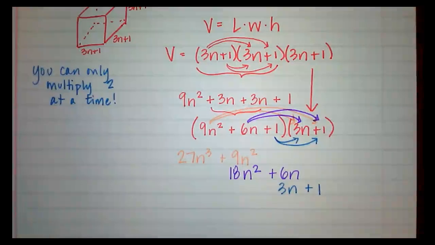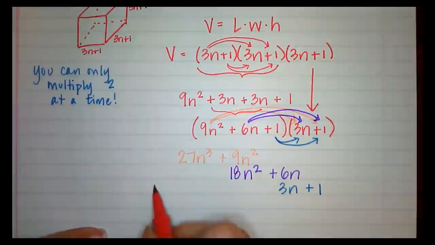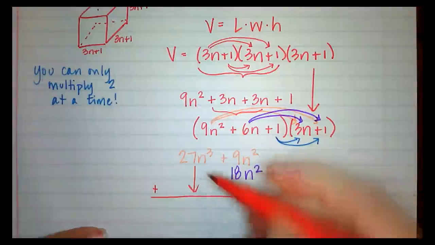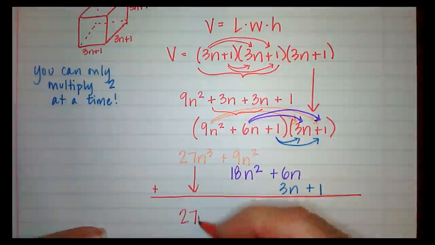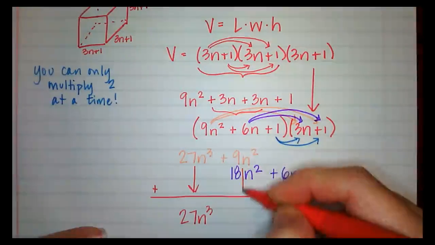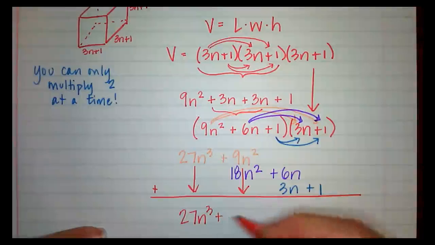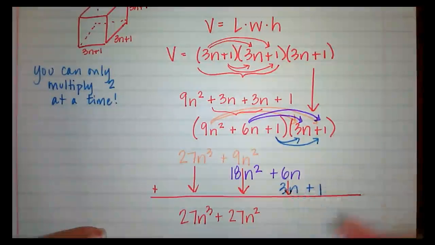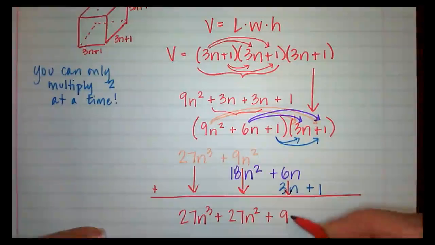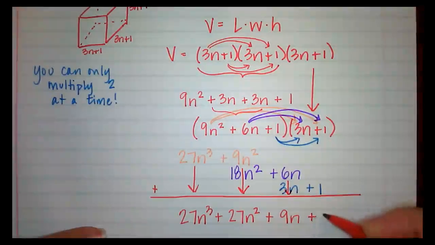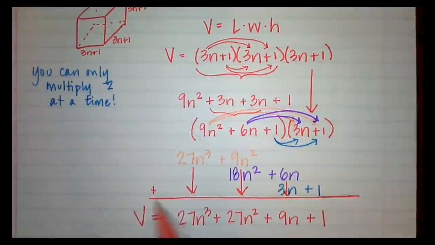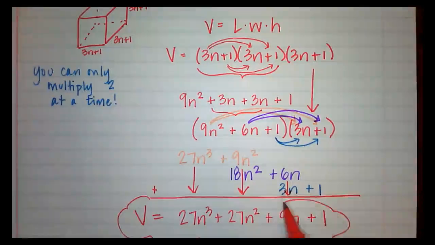So now, to get the volume, we need to just add all this together. So we come straight down and we have 27n cubed. Add those two together and we have 27n squared. Add those two together and we have 9n plus 1. So now we have the volume of our cube.